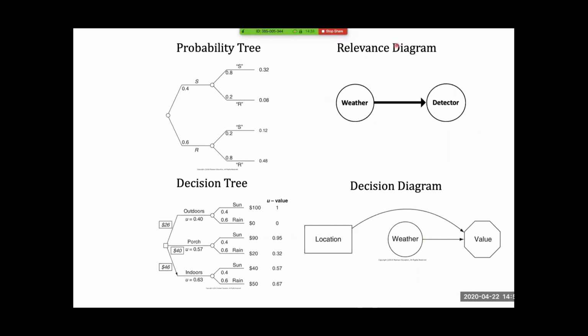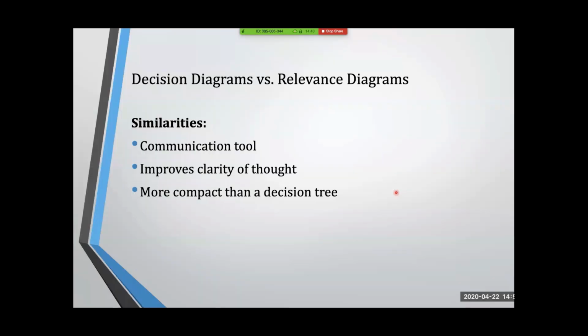Like I said, the relevance and decision diagrams share some similarities. They are both simple communication tools. They will be useful to help you improve the clarity of thought. And they are both more compact than the corresponding trees. A decision diagram is more compact than a decision tree, and a relevance diagram is more compact than a probability tree.